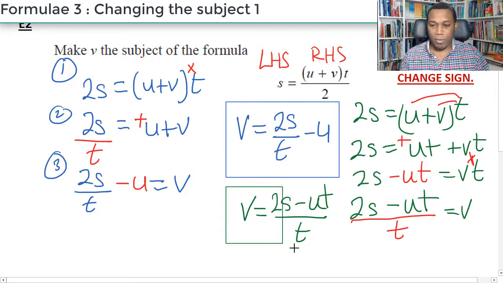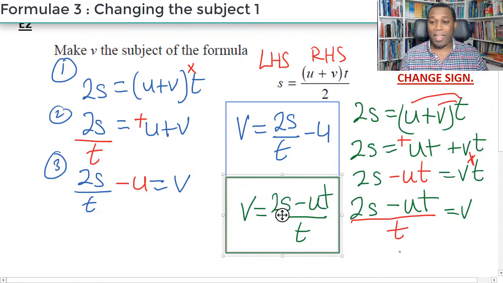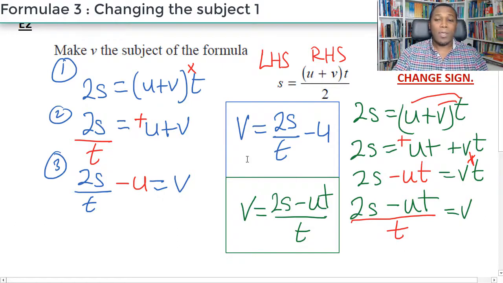Let's say in the green rectangle we have the formula. Okay, now that looks cool. So those are the two solutions. Are they different? We used a different method. We expanded the bracket in one approach, and we didn't expand the bracket in the other approach. Doesn't matter. In both cases, we have v as the subject.